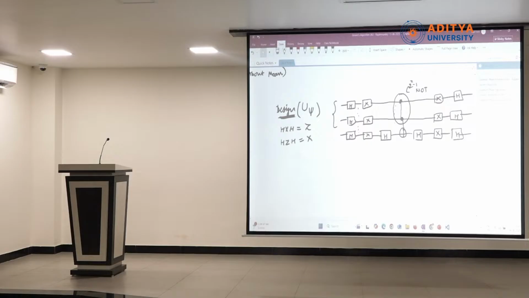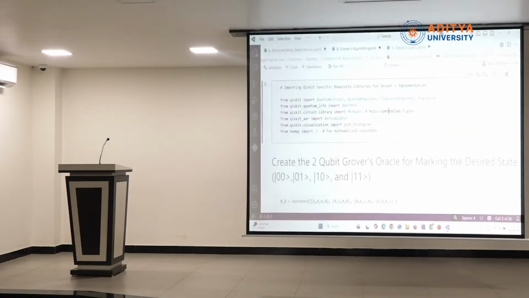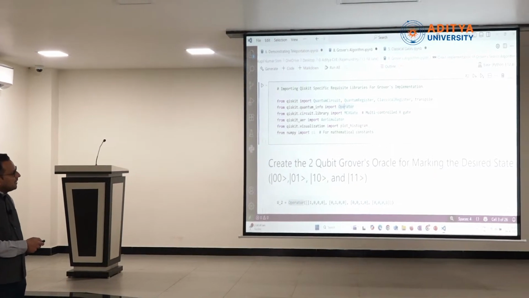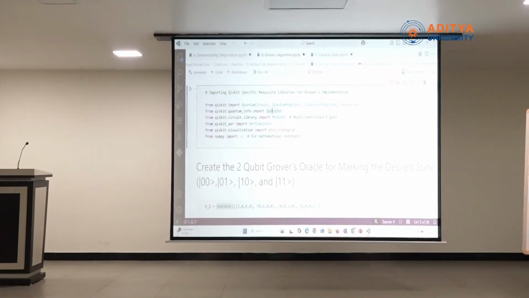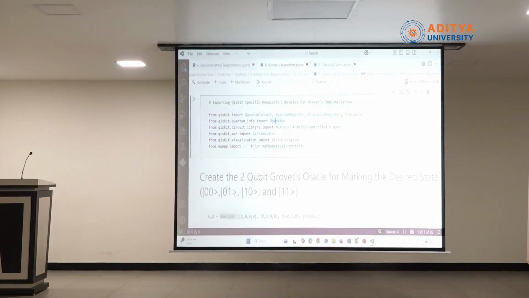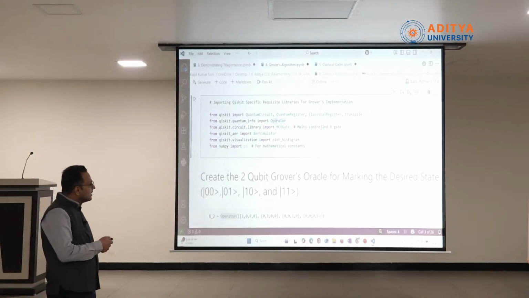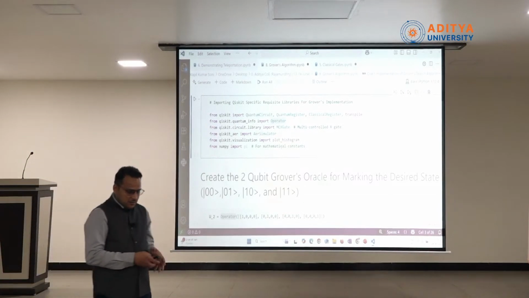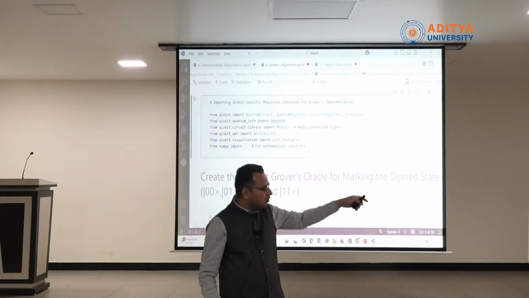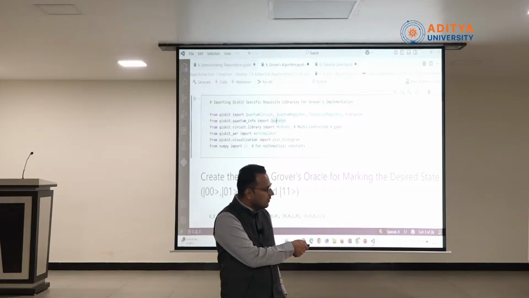Now, in the practical implementation of Grover's, we would use one operator. This is known as the Operator, importing the Operator. This Operator is basically a class, and this class is contained in qiskit.quantum_info. And why am I using this class? For a 2 qubit element, how many quantum states did I take? 0 0, 0 1, 1 0, 1 1.